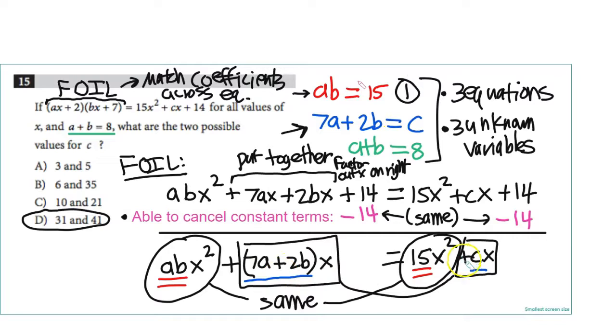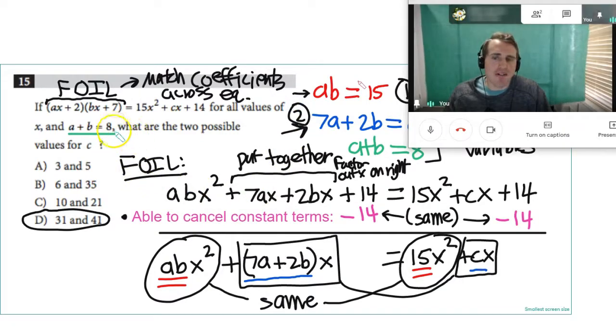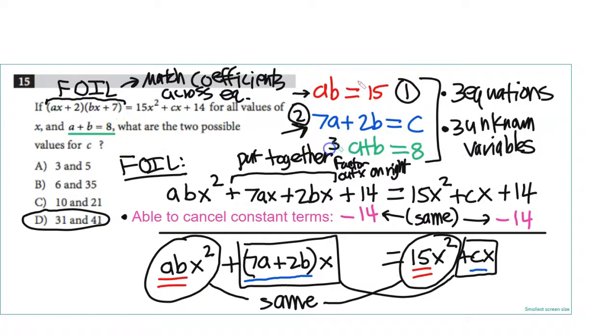7a plus 2b has to equal c. That we're calling equation 2. And then lastly, in the problem itself, they gave us a third equation, which relates a and b together. They said a plus b equals 8. This is 3 equations and 3 unknown variables. The unknown variables are a, b, and c.